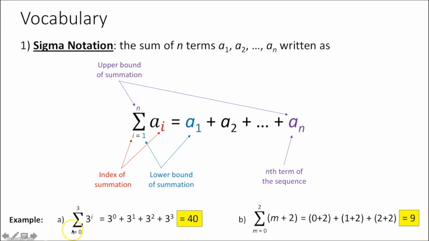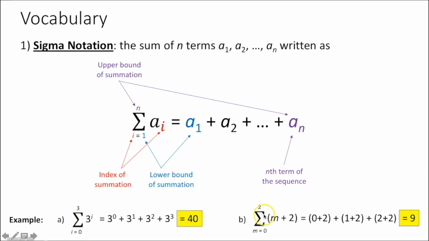We have the sum from i equals 0 to 3 of 3 to the ith power. That means you start with 3 to the 0 power, add that to 3 to the first power, add that to 3 to the second power, add that to 3 to the third power. We keep going until, oh yeah, 3 is our upper bound of summation, so the last thing we plug in for i is 3. Once we get there, we're done with our sequence. Then we add up these numbers, 3 to the 0 plus 3 to the first plus 3 to the second plus 3 to the third, and we get 40, which is what this is equal to.